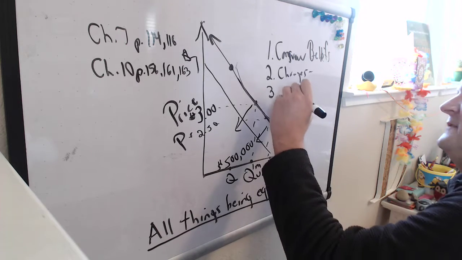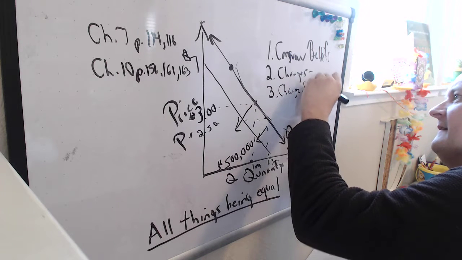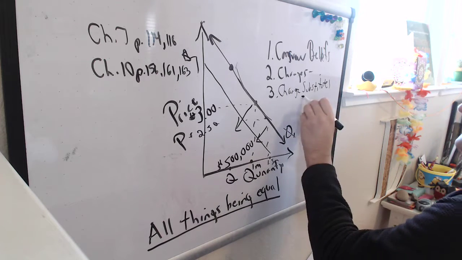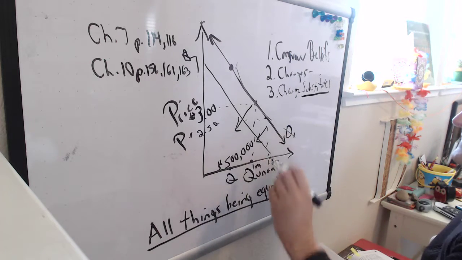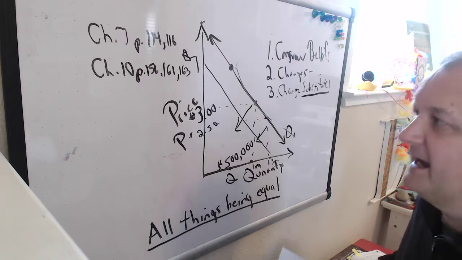And the third thing is usually a change in substitutes. Okay, I know this is fast. That's the point. This is just a teaser. Substitutes are things you can use instead of that. So let's say this was aspirin, right? A substitute for aspirin might be Tylenol.